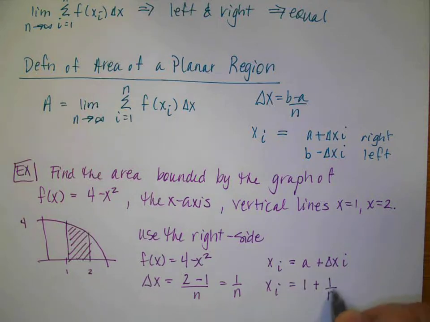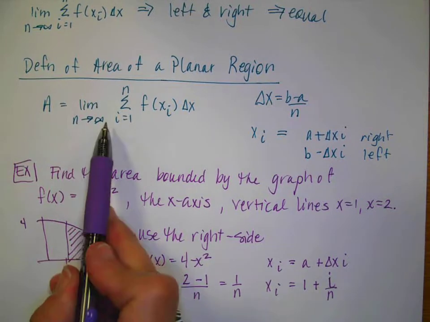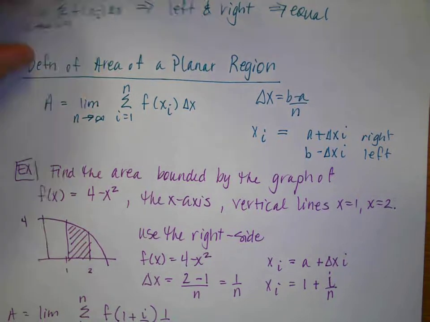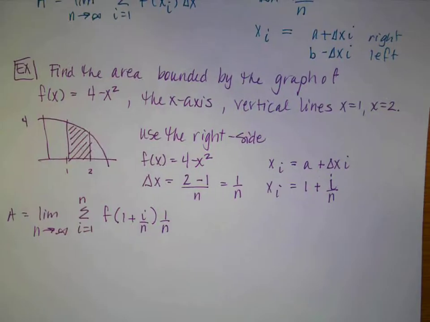So my x sub i is going to equal 1 plus my delta x, 1 over n, times i. Alright, so if I do our definition, the area is going to equal the limit as n approaches infinity of the summation from i equals 1 to n of f of 1 plus i over n times my delta x, which is 1 over n. So as we look at this, remember what we're doing.